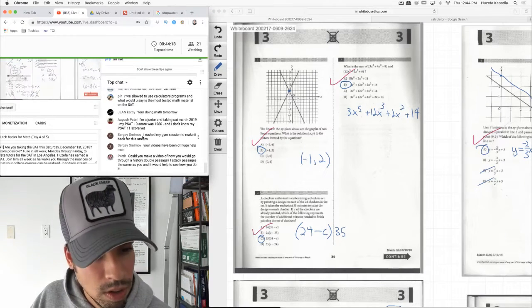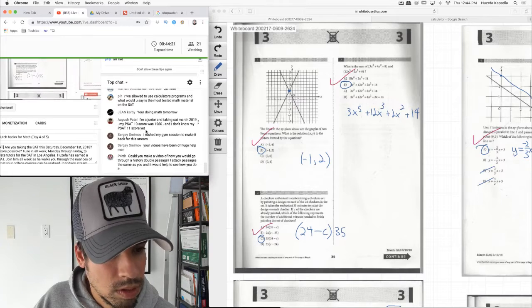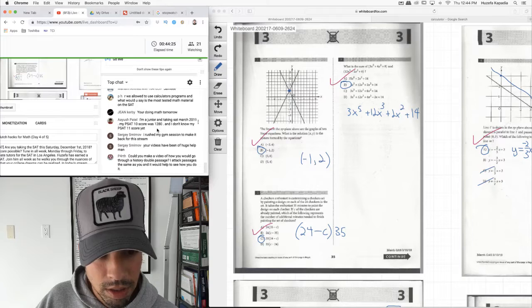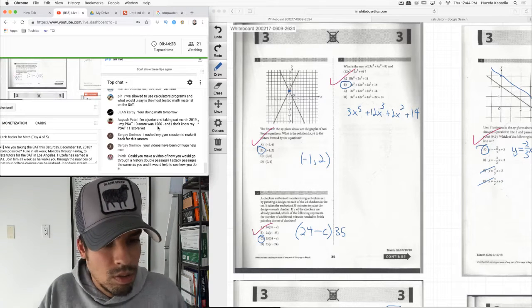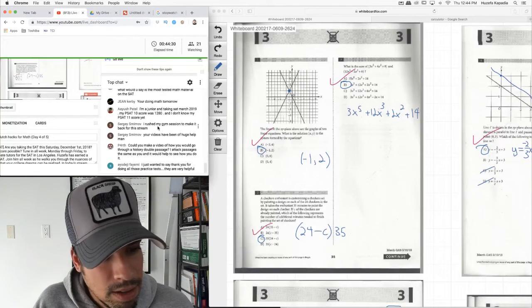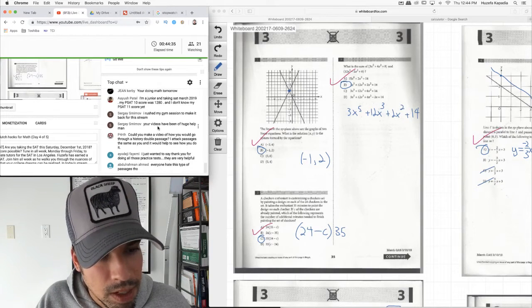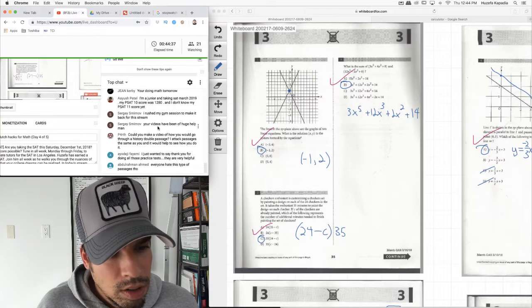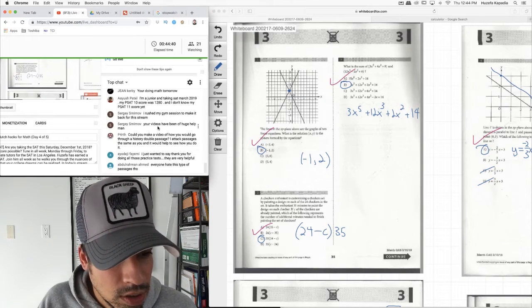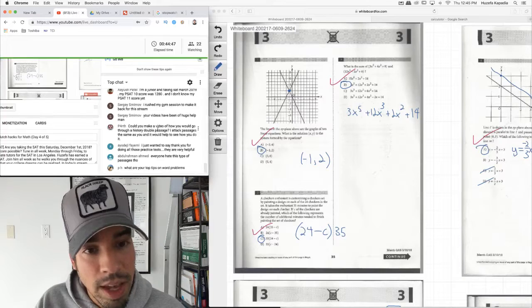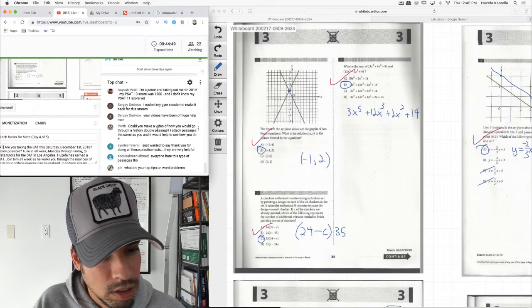Yeah, I'm doing math tomorrow. Wow, that's a great PSAT score for 10th grade. 1280. Hey, Sergey, you're welcome. I'm very happy. Through a history double passage. When are you taking it this Saturday? Because I can't do it before this Saturday, but I can do that eventually. Hey, you're very welcome.